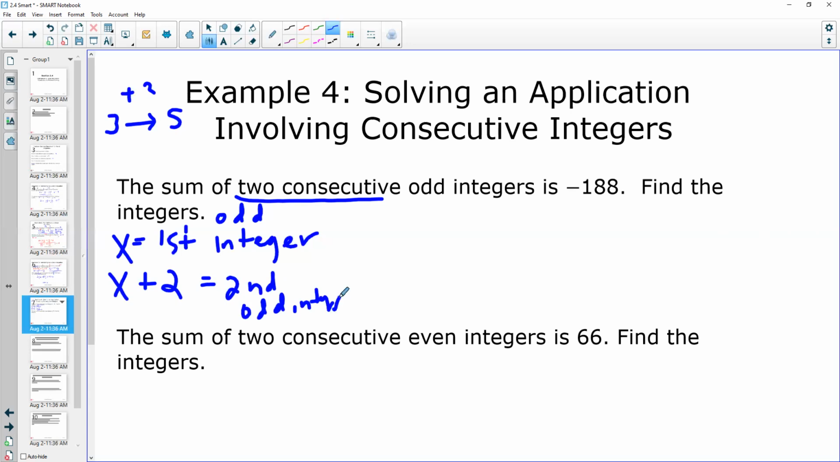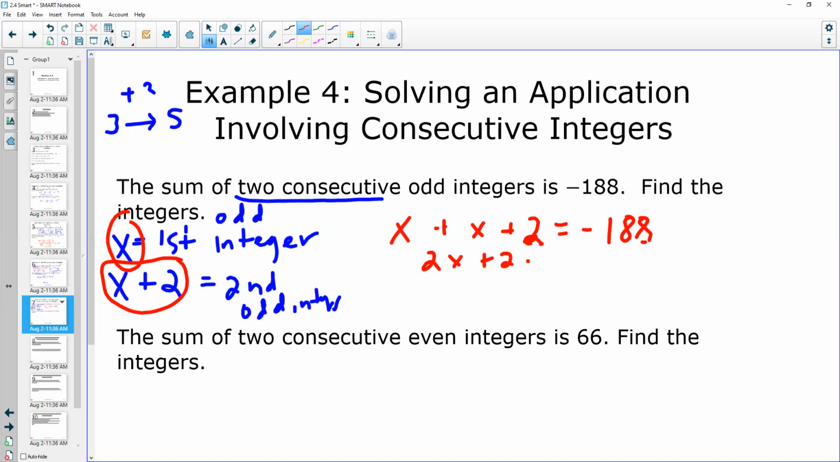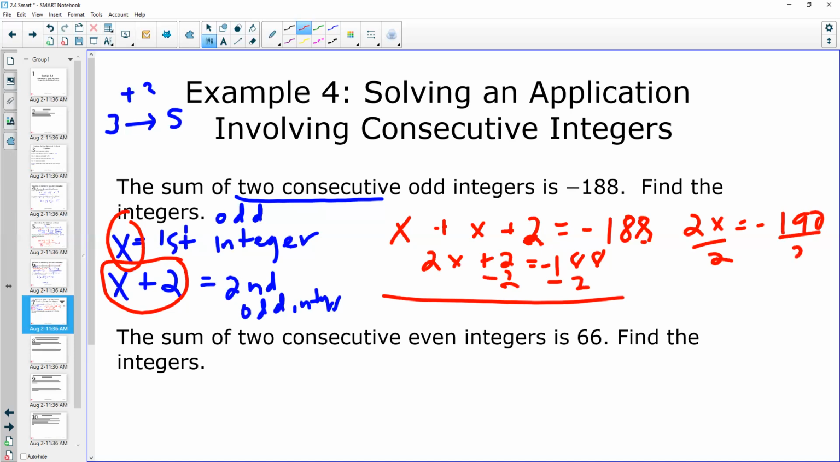Okay? So now I can think about what the problem actually says. The sum of 2 consecutive odd integers is -188. Well, I'm just going to add them. So the first odd integer is x. The second is x plus 2. So I'm going to do x plus x plus 2 is -188. It's not as bad as you think it was, right? And now I just have to solve. Well, I have 2x plus 2 equals -188, minus 2. I get 2x equals -190. Divide by 2. I get x equals -95.